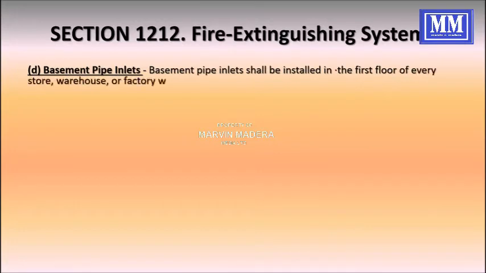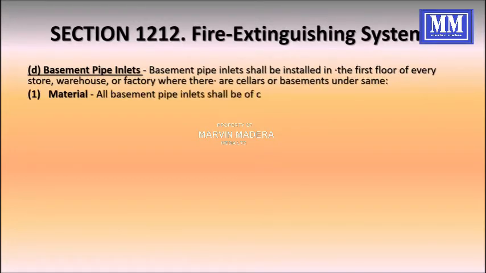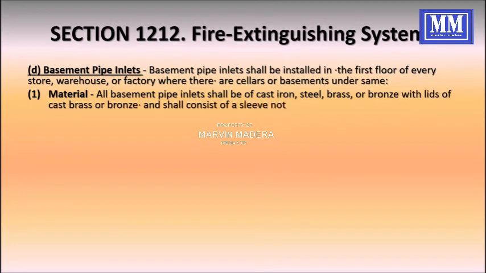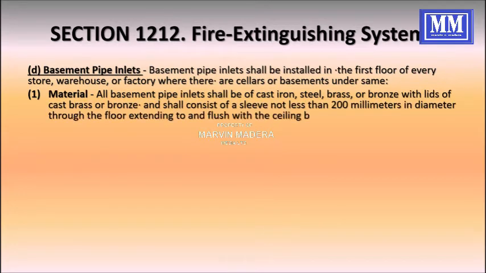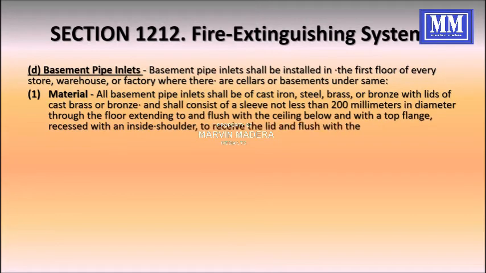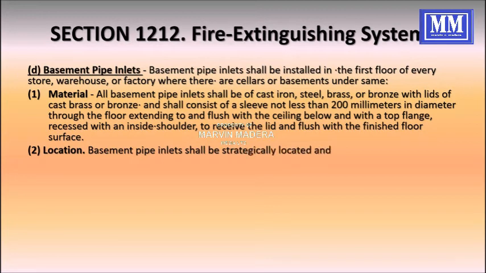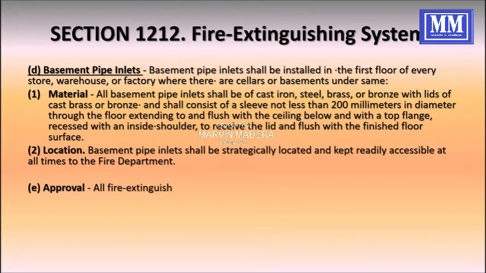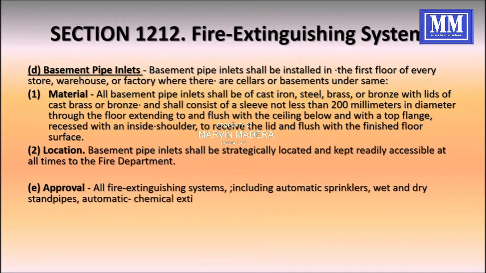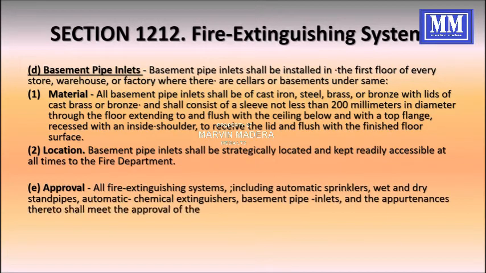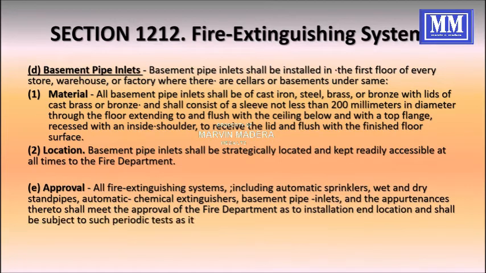Basement pipe inlets shall be installed in the first floor of every store, warehouse, or factory where there are cellars or basements under the same. All basement pipe inlets shall be of cast iron, steel, brass, or bronze, with lead of cast brass or bronze, and shall consist of a sleeve not less than 200 millimeters in diameter, through the floor extending to and flush with the ceiling below, and with a top flange recessed with an inside shoulder to receive the lid and flush with the finished floor surface.